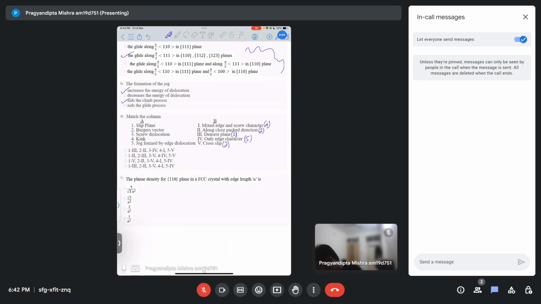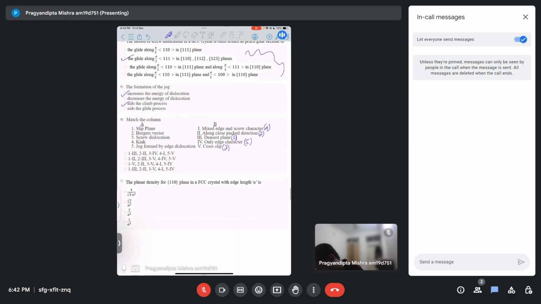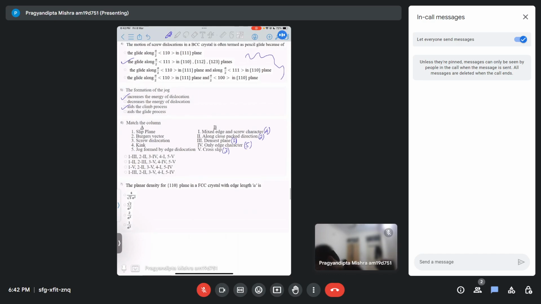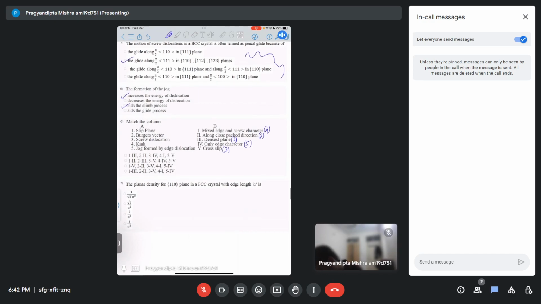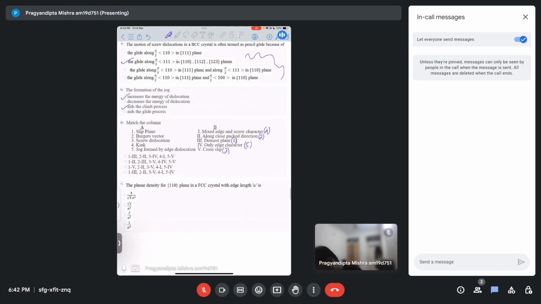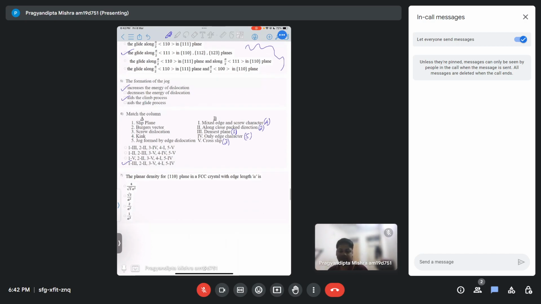1 to 3, okay, either first or last one. 2 to 2, 3 to, okay, 3 and 5 are interchanged. So this one is the correct one. 5 to 4, this one. Okay, I hope it's clear.